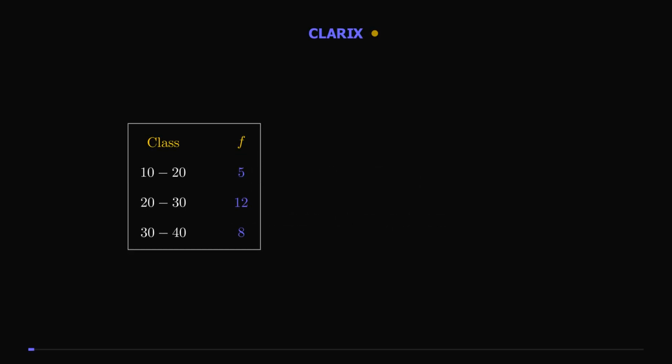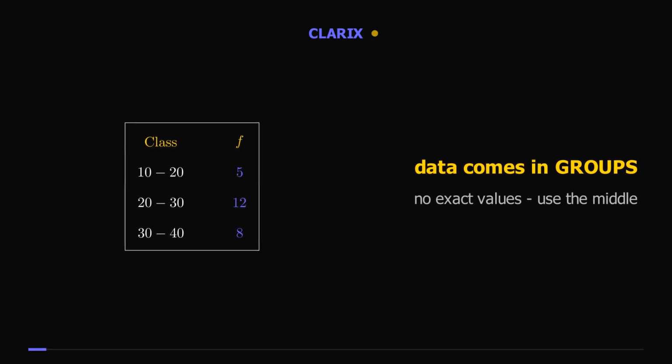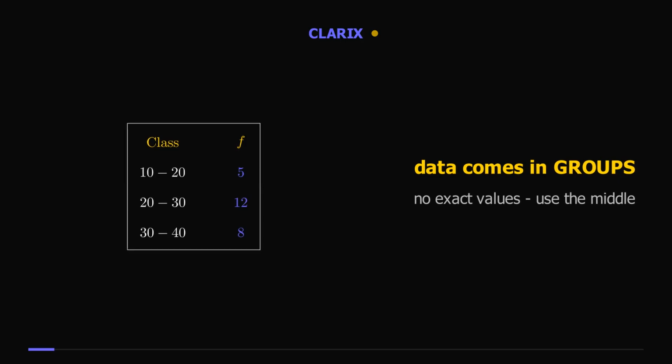You've averaged a list of numbers since primary school, but what happens when the data comes in groups? Like 20 students scored between 30 and 40. You don't have the exact marks anymore. In this video, we'll find the mean and the median of grouped data, 3 quick methods for the mean and a clean formula for the median.